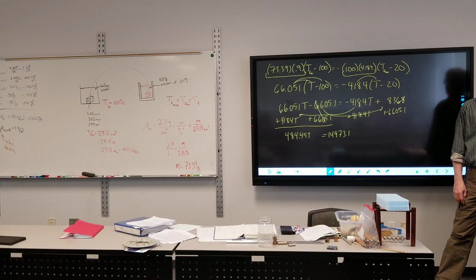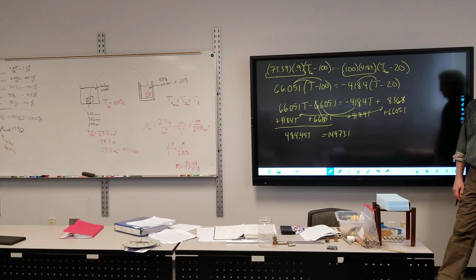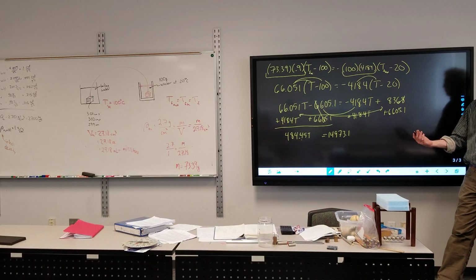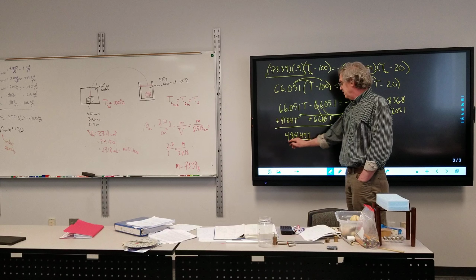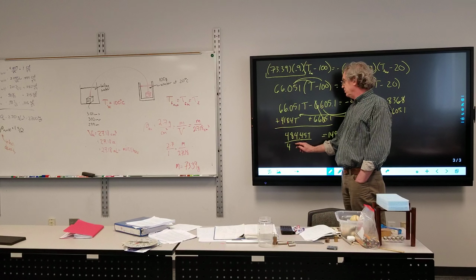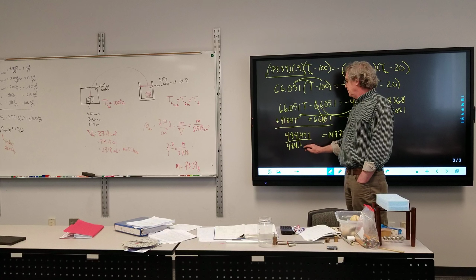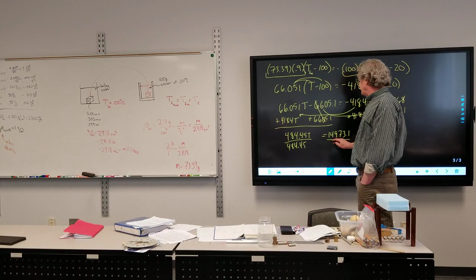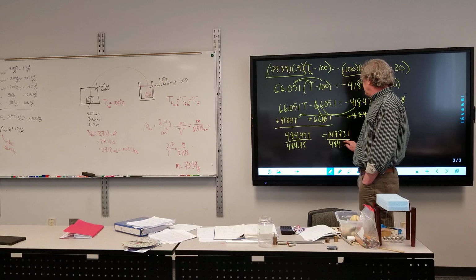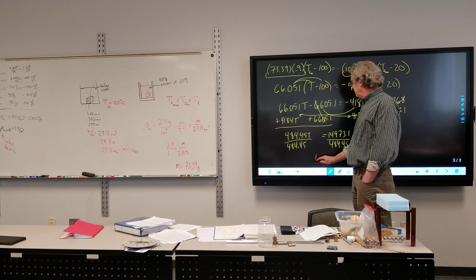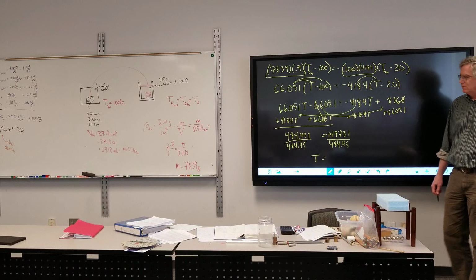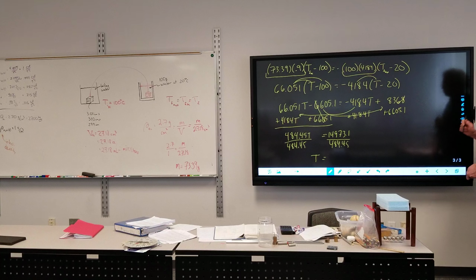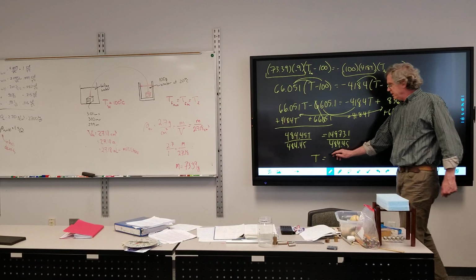And now I need to get T all by itself. Well, I have to get rid of that 484.45, and since it's multiplied into T, I've gotta undo that. Division takes care of the multiplication. If I do it to one side, the math people say I gotta do it to the other. So my final temperature, after all of that, 30.91.